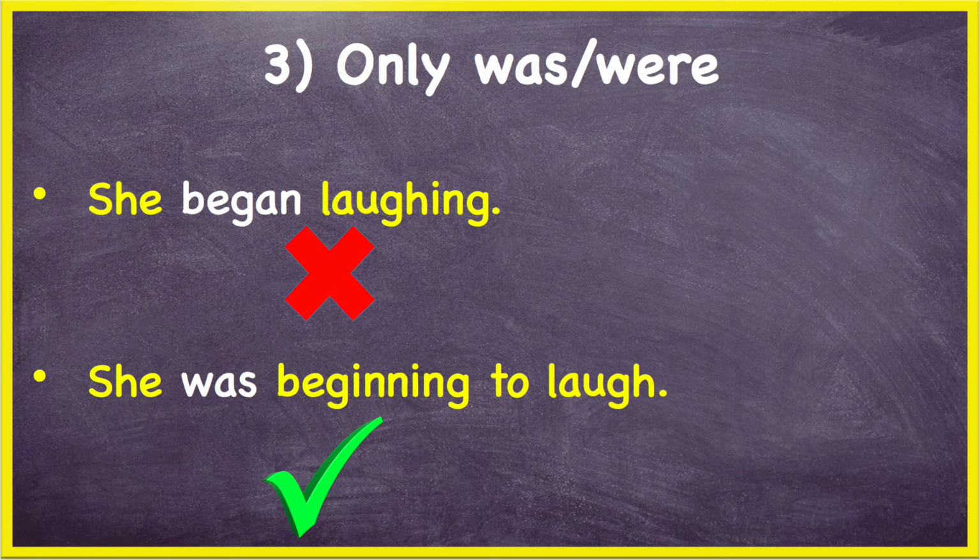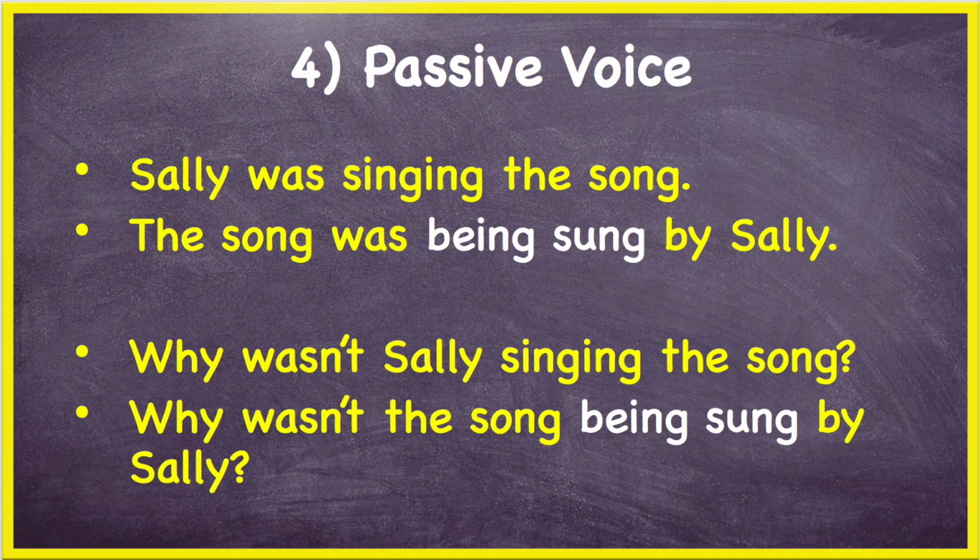Just note that. All right, and the last point here is that you can also use the passive voice when you're using the past continuous tense. For example, we can say Sally was singing the song, right? That is the active voice. And we can switch it around and make it passive by saying the song was being sung by Sally. So all that we do here is we switch around the subject with the object and make the present participle being and add the past participle immediately afterwards.